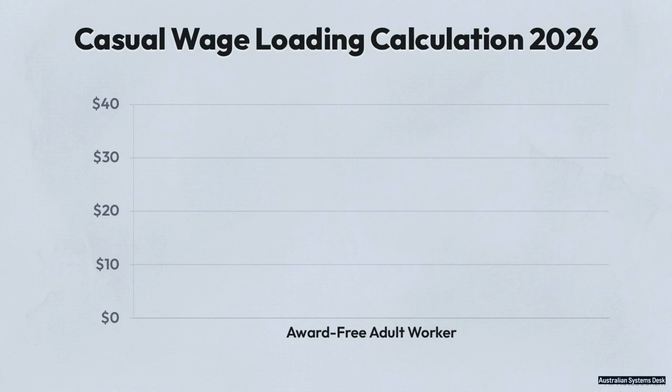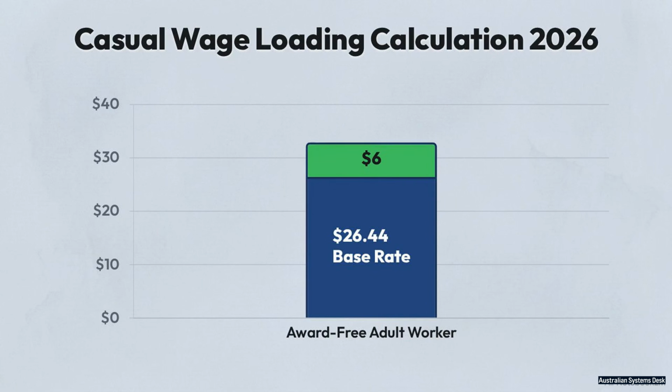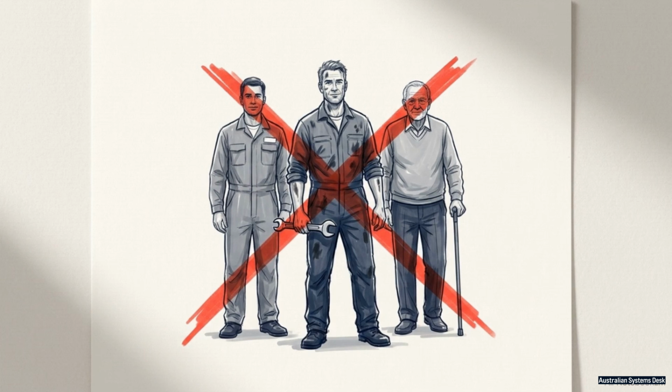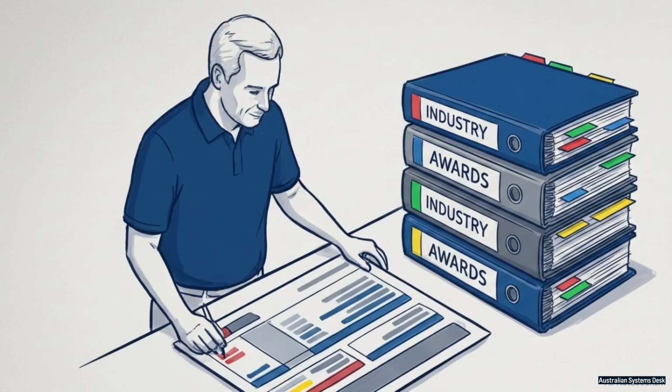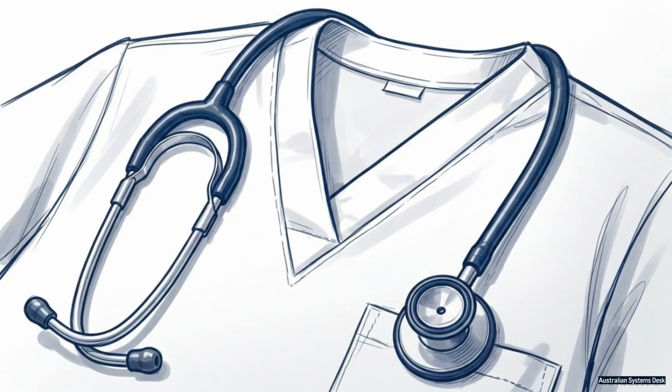This chart shows the national minimum wage effective July 2026 for an award-free adult. The base of $26.44 combines with the 25% loading to create a minimum casual rate of $33.05 per hour. Keep in mind that this specific figure does not apply to juniors, apprentices, or the millions of workers covered by industry awards, like retail employees, fast food workers, or aged care staff.